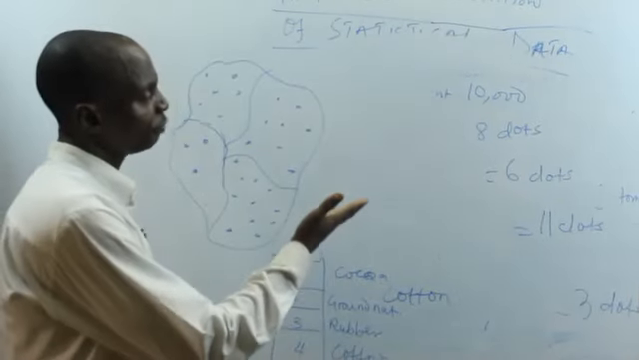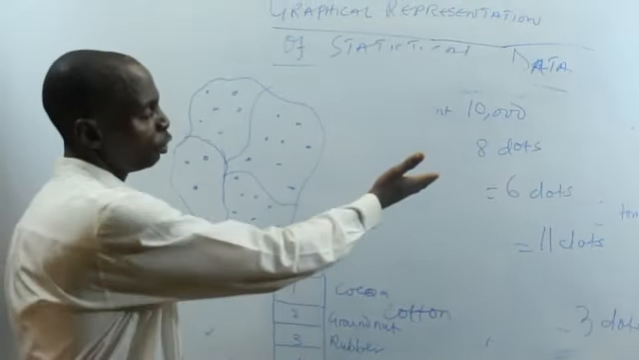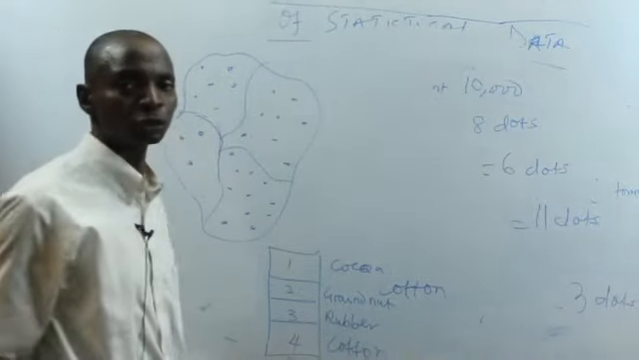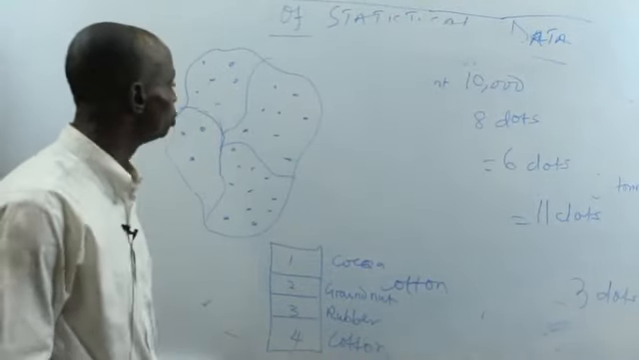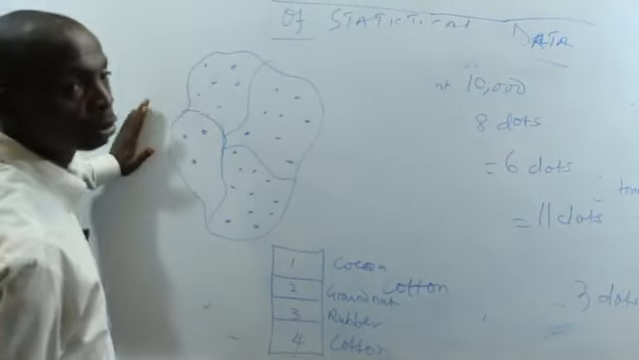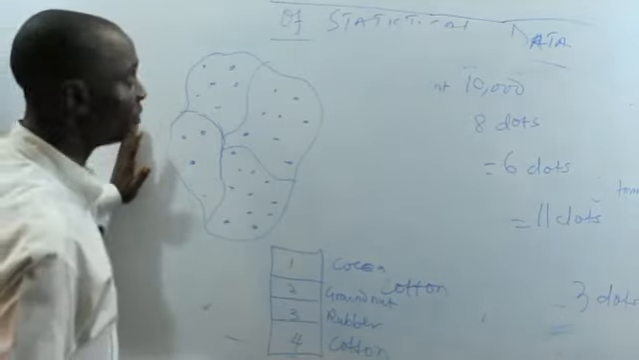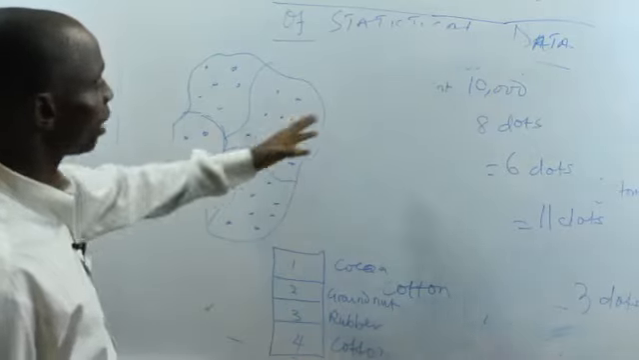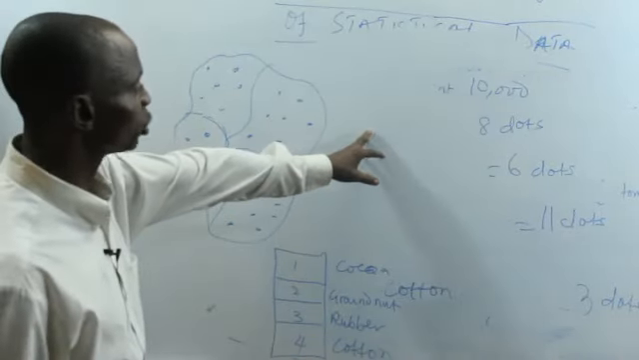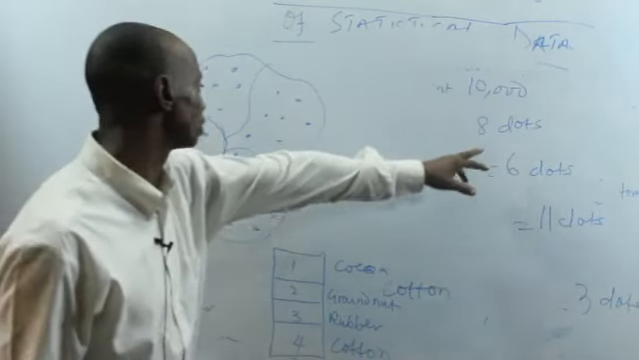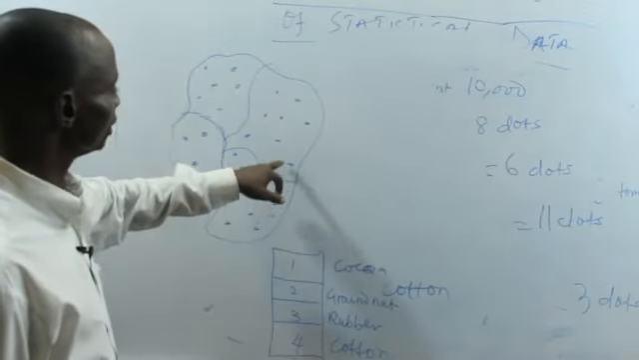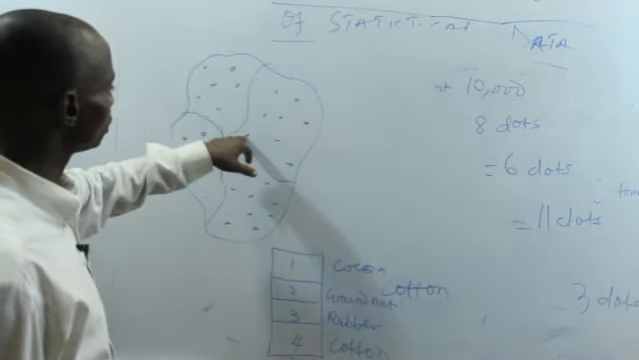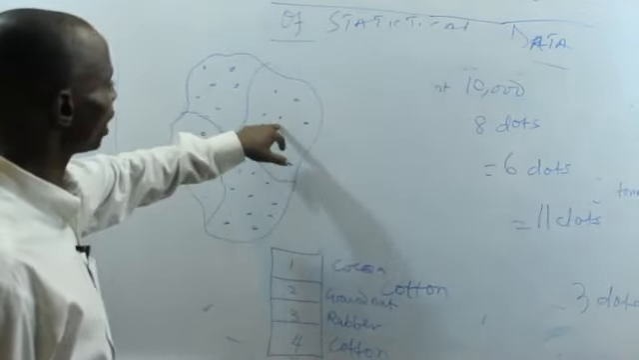We have solved them and we have gotten the numbers of dots. The next step to do is to draw a relatively convenient map like this. The first one is cocoa. It has how many dots? 8 dots. This is cocoa. 1, 2, 3, 4, 5, 6, 7, 8.